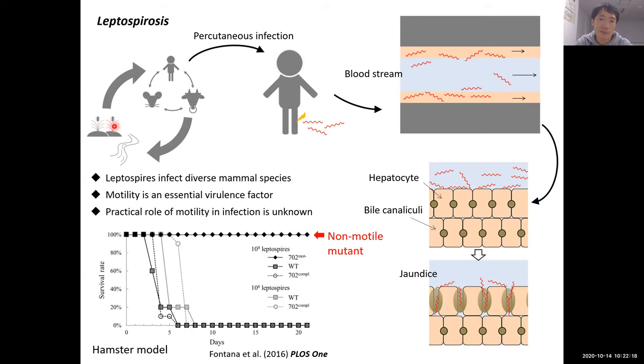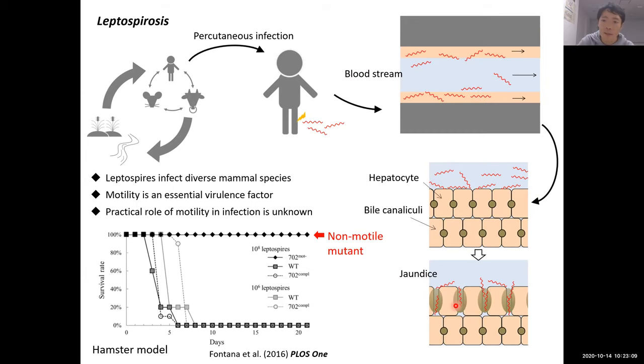And if, for example, a human touches such contaminated soil or water, they will be infected with Leptospira. This is a pathogenic infection, through skin damage. Then the bacteria, the Leptospira, disseminate within the body by the bloodstream, and finally arrive at specific organs, for example, lung, kidney and liver. In the case of the liver, they break the liver tissue and finally cause jaundice. This is a typical symptom of leptospirosis.